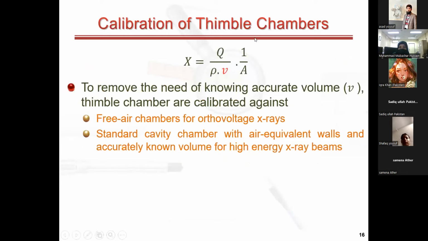So in this formula of exposure, if we can find a way that we don't need to know the accurate volume, then of course we can measure exposure. For that purpose, our thimble chamber can be calibrated against some other ionization chamber whose volume is accurately known. Then we don't need to know the volume of our thimble chamber. At lower energies, thimble chambers that are used in clinic can be calibrated against free air ion chambers for low energy X-rays.